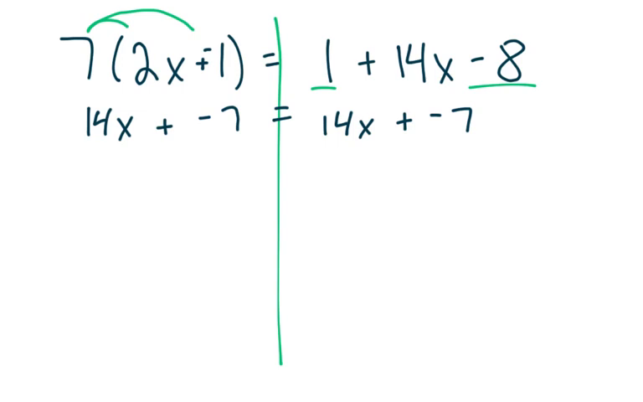So I want to take a second. Now that I've simplified over here and simplified over here, I have 14x plus negative 7 equals 14x plus negative 7. If this is true, they're the same thing. Then this x must be the same thing as this x. And that could be anything. So they're all real numbers.